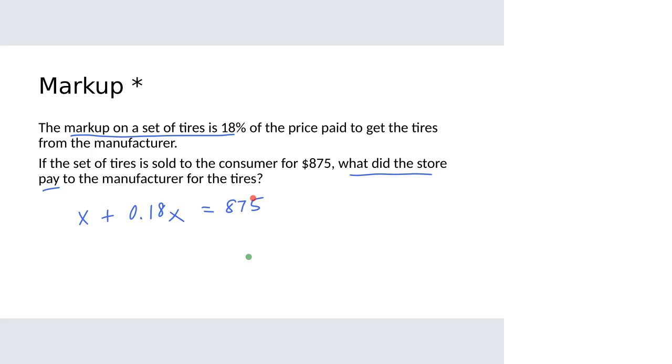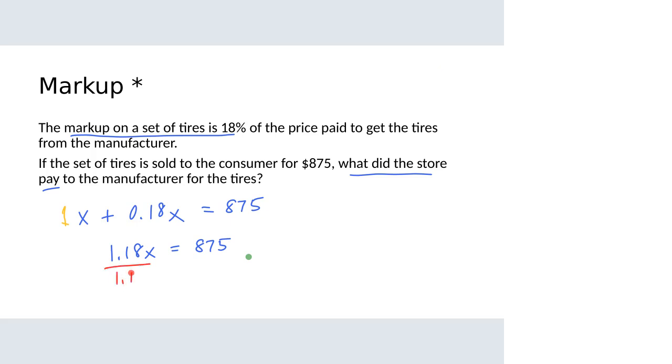Now we can add those together on the left. What we've got are like terms here. I have 1x plus 0.18x. So I wind up with 1.18x is 875. I'm sorry, Shelby. I closed that one too fast. That's my fault. But I'm glad that's the answer you got.